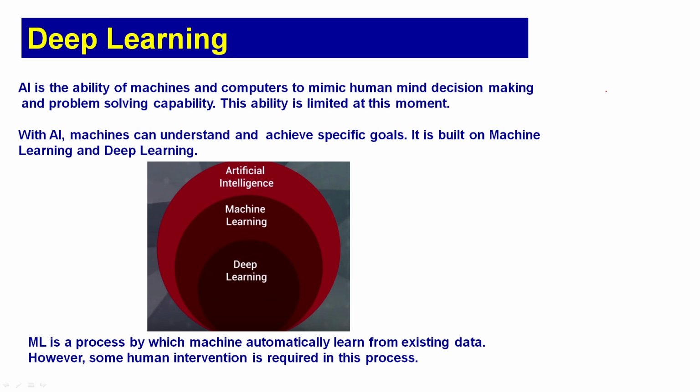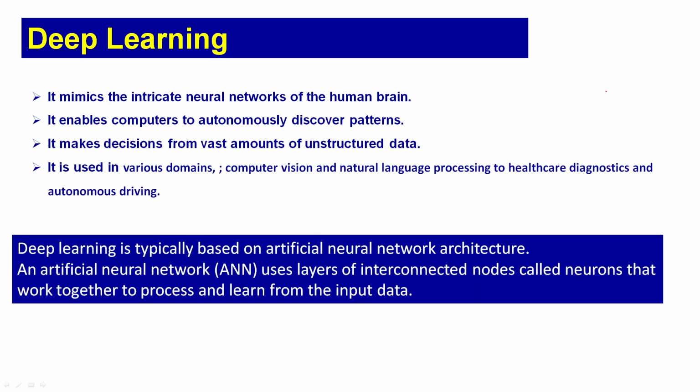Deep learning mimics the intricate neural networks of a human brain. Remember this. The human brain processes data much more intelligently. So, can I mimic this intricate neural network? That is what deep learning does. In this process, it enables computers to autonomously discover patterns. It does not require any other kind of help. It can autonomously discover patterns, right.